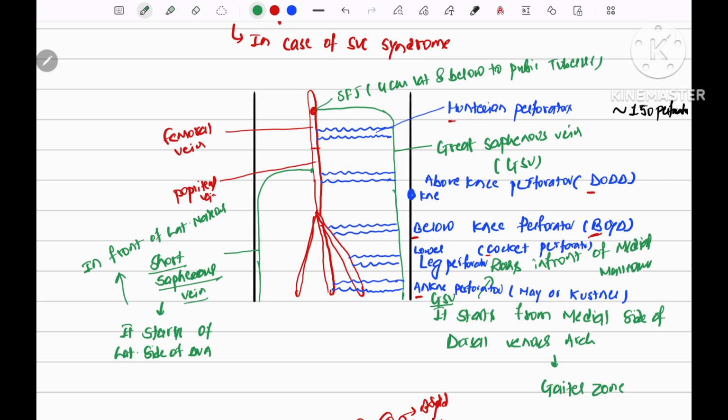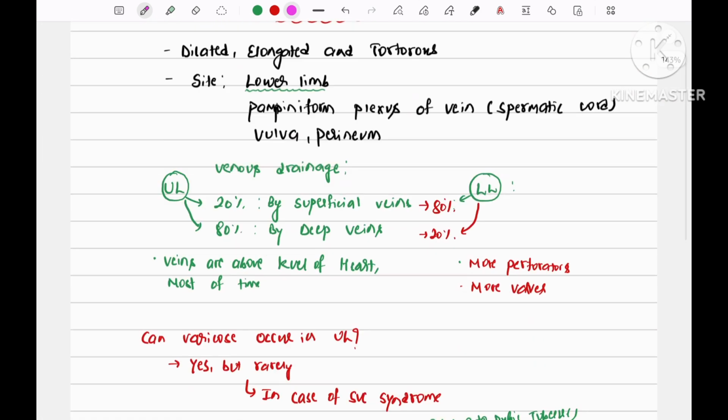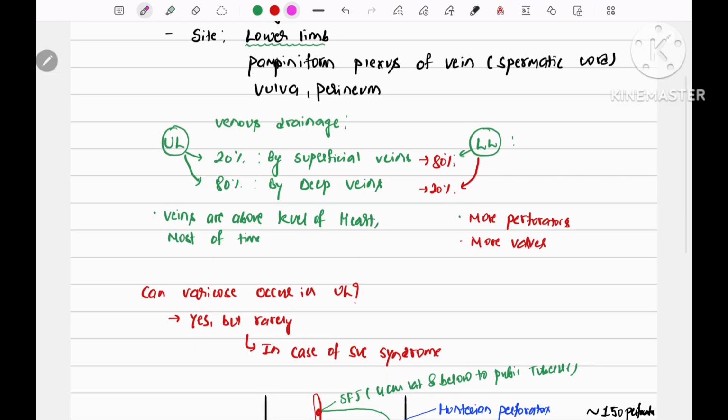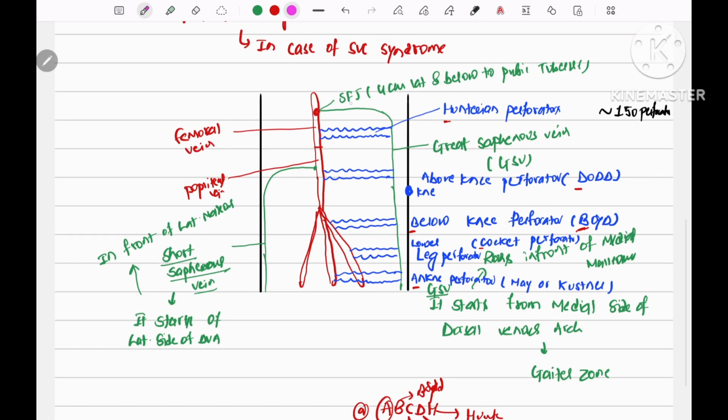Now let's discuss what I have told earlier. In the lower limb, the venous drainage is 80% by the superficial veins. So what are the superficial veins? They are the great saphenous vein and short saphenous vein. So these superficial veins, what do they do?